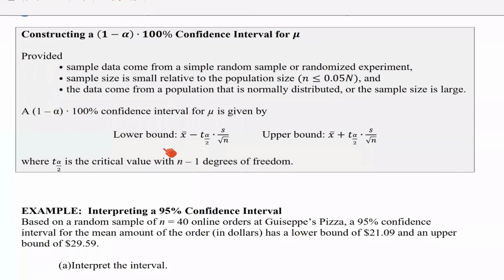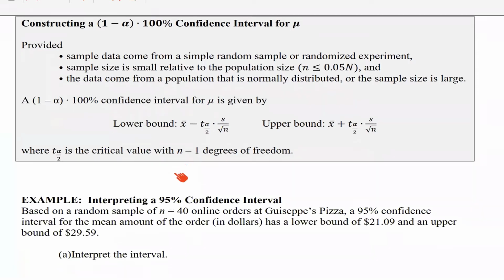If you were to do these by hand, this is the formula. X bar minus the critical value, which is a critical t, not a critical z, and then times s over the square root of n for your lower bound. Upper bound X bar plus your critical t times s over the square root of n. That critical t value is found using n minus 1 degrees of freedom. So if you have a sample of size 20, you're using 19 degrees of freedom. StatCrunch will do all that work for you.